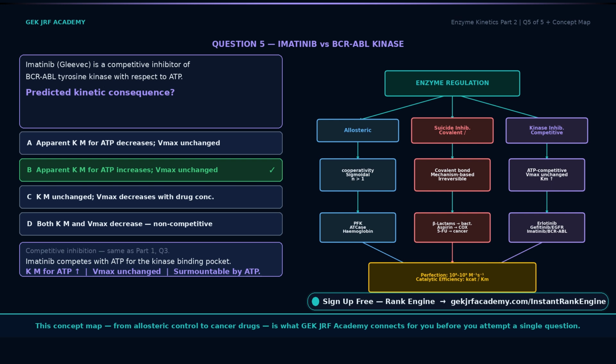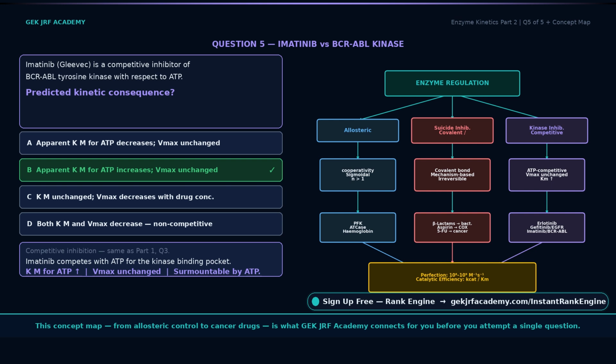Option A. Apparent Km for ATP decreases. Vmax unchanged. Option B. Apparent Km for ATP increases. Vmax unchanged. Option C. Km unchanged. Vmax decreases proportionally to drug concentration. Option D. Both Km and Vmax decrease.